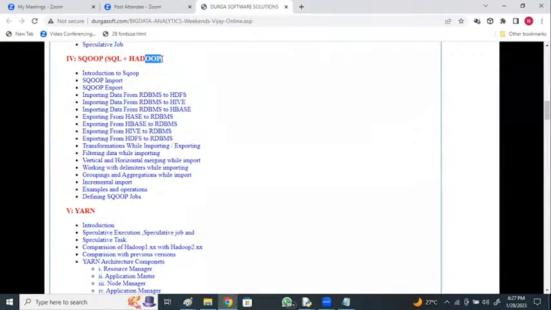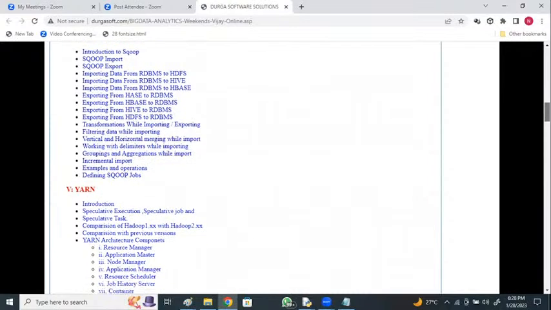Import or export operations: how to pull the data from different databases, process it, and after it is processed, take the data again to databases. Import and export operations. It's not for processing. It's just for importing data and exporting data, right? And filtering, transforming, all this. Then YARN, Yet Another Resource Negotiator.